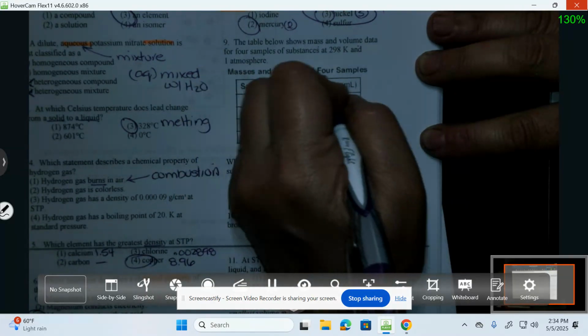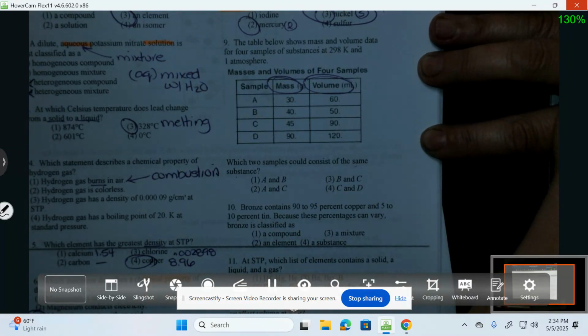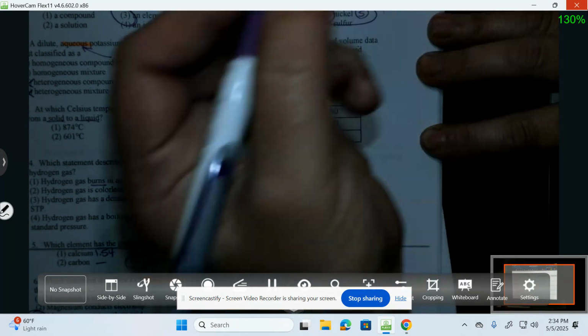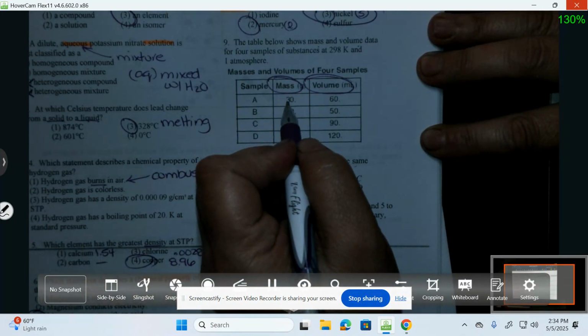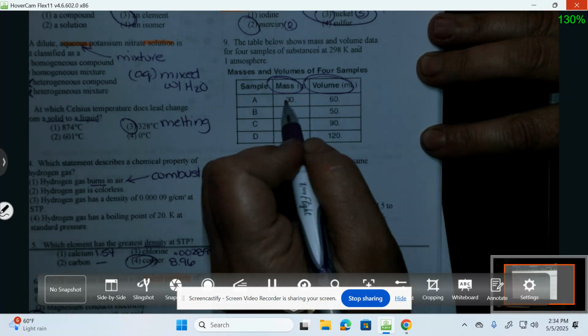The table below shows mass and volume data for 4 samples. Which 2 samples can consist of the same substance? They gave us mass. They gave us volume. What can you calculate from mass and volume? Density. So let's go ahead and do it. Density is mass divided by volume.